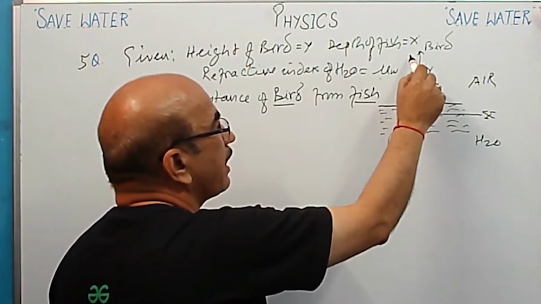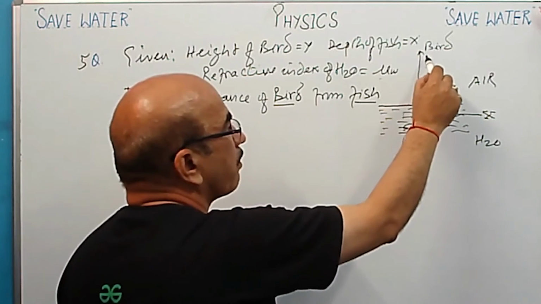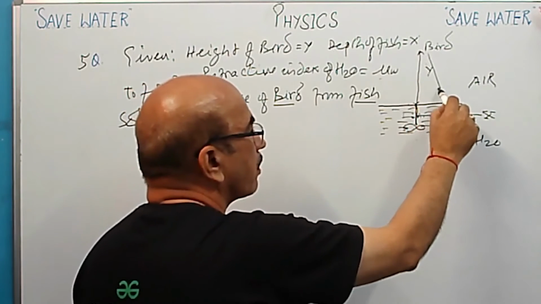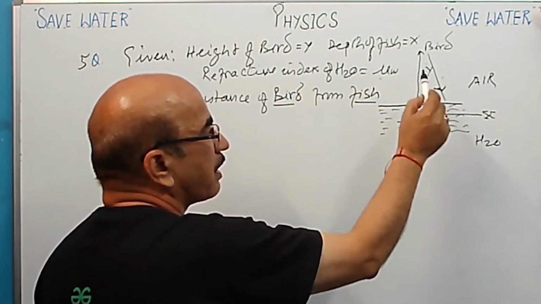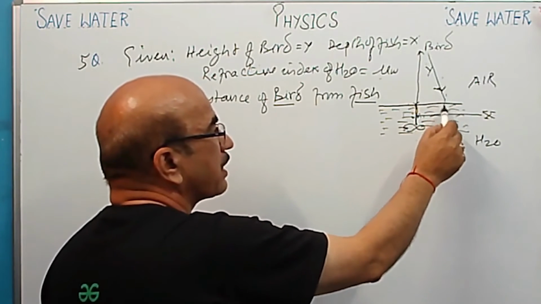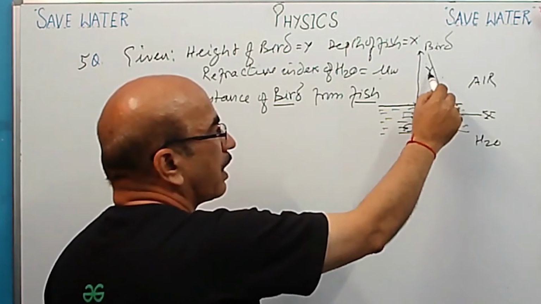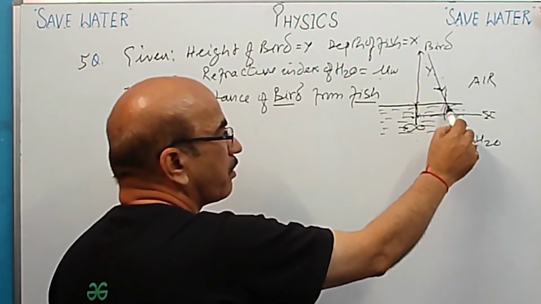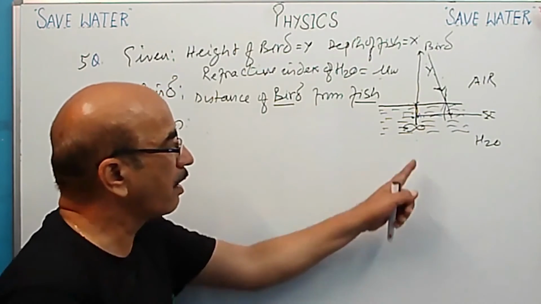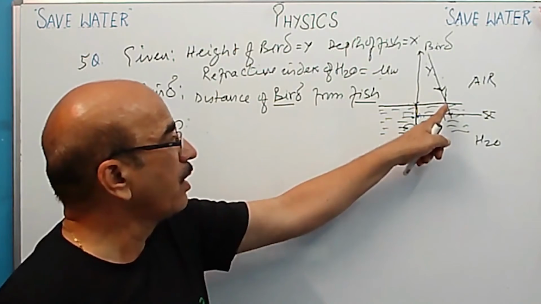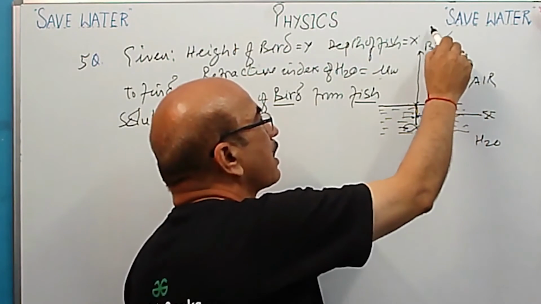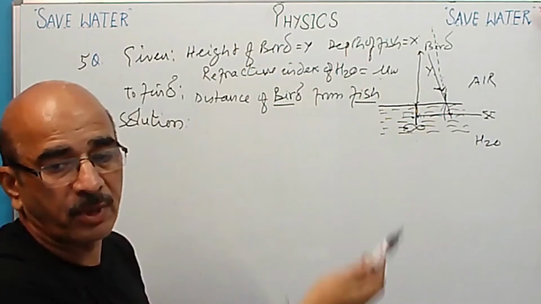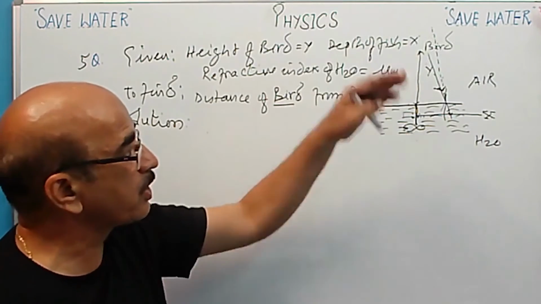So this means light rays are coming from the bird to the fish. So this is the rarer medium, this is the denser medium. Okay, so rays are coming from the rarer medium to the denser medium, so they will bend this way, and reach the eyes of the fish. So these rays, if it is so, it appears to be from a higher position, from a slightly higher position above.